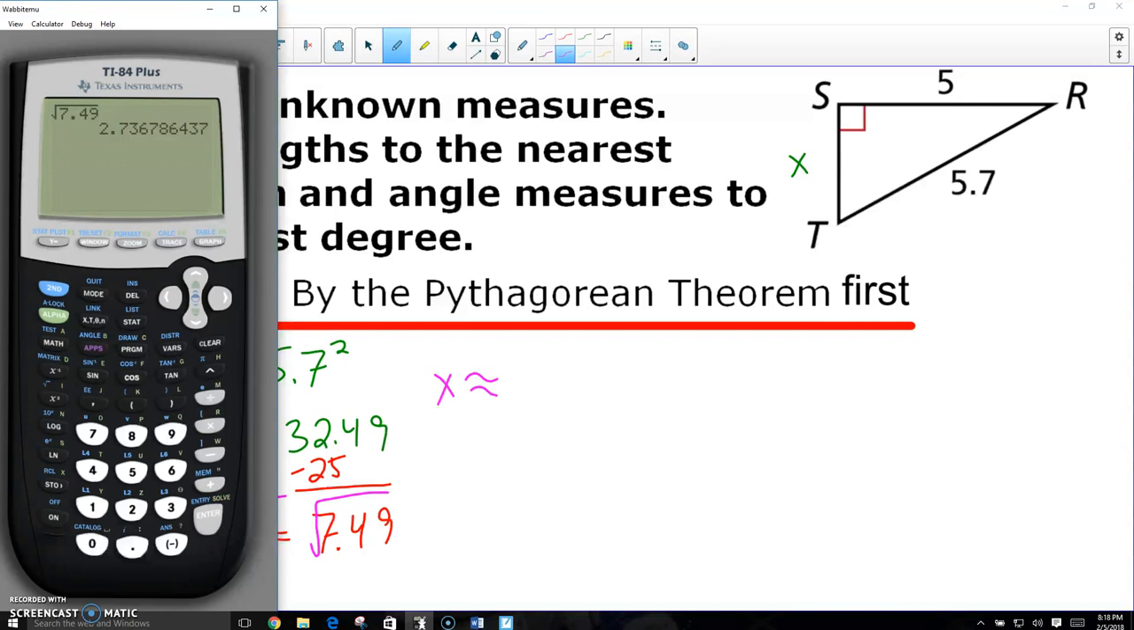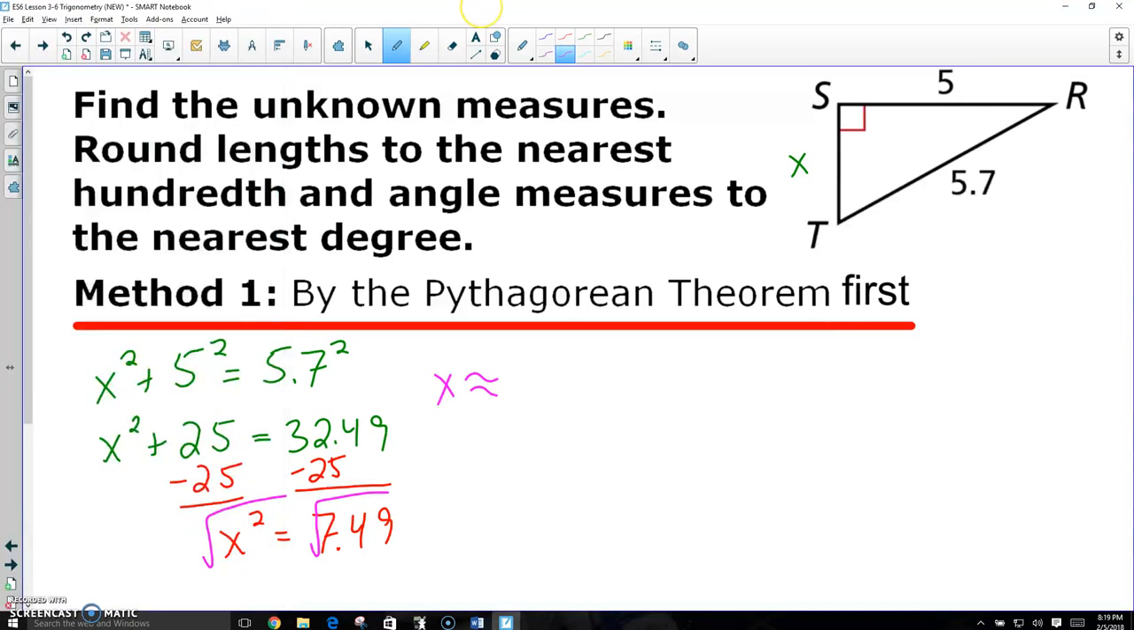Now remember, normally with a radical or with a square root, we would do a factor tree. But since it's a decimal, we don't need to do that. So 2.74 would be our answer, because it said lengths to the nearest hundredth. So this is 2.74. I now need to find an angle.